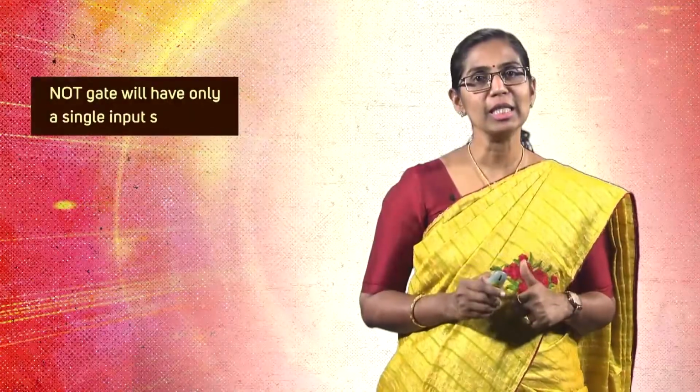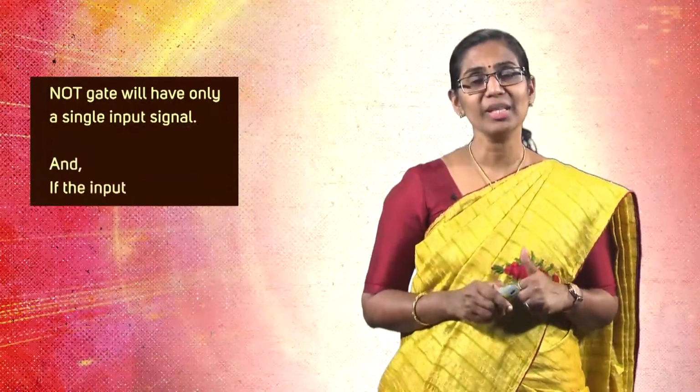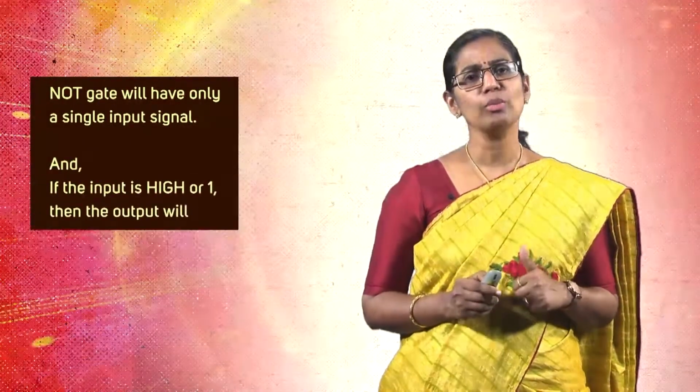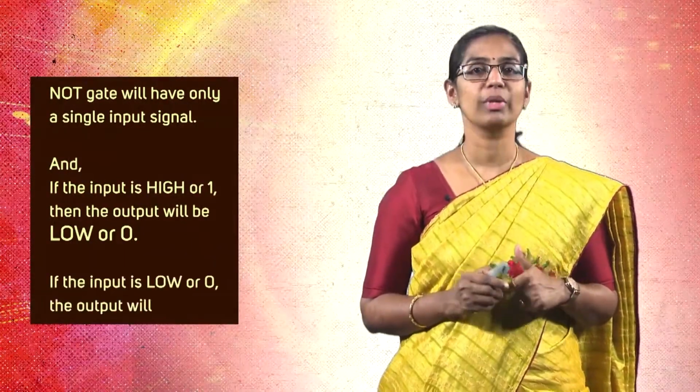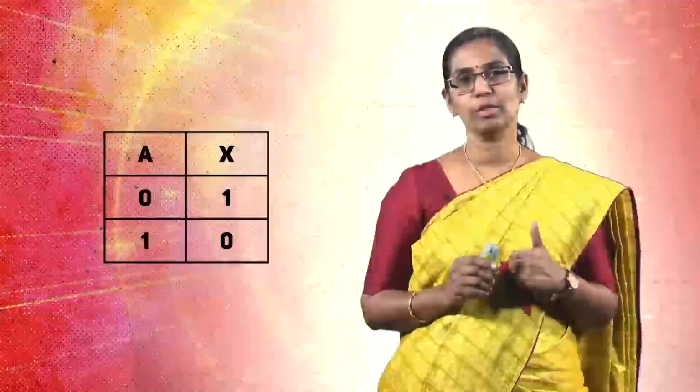So here a NOT gate also will have only a single input signal, and if the input is high or 1, then the output will be low or 0. If the input is low or 0, the output will be high or 1. Logic diagram of NOT gate is drawn here. The truth table for NOT gate describes its behavior. When input A is 0, output X is 1, and when A is 1, the output is 0. It is given in the truth table. For A 0, x is 1 and A 1, x is 0.